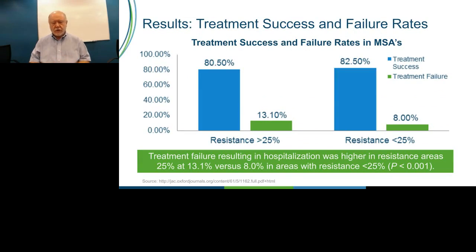So what Ash and co did was compare the areas with higher than 25% resistance and those lower. And you can see here, this is clinical failure, clinical success: 13% failure in the greater than 25% group, and 8% in the less than 25%. And that was a significant difference in terms of clinical failure. As you can see, the p-value there in the green box is less than 0.001. So that is clinical failure.